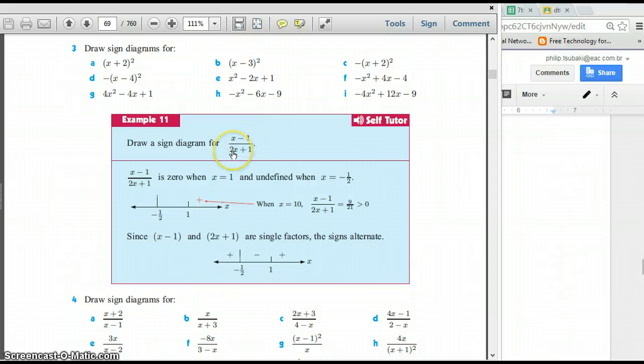100 times 2, 200, plus 1, 201. So we'll have a positive number divided by a positive number. That yields a positive number. What about a number between negative 1/2 and 1?